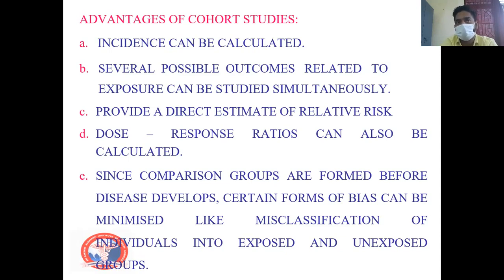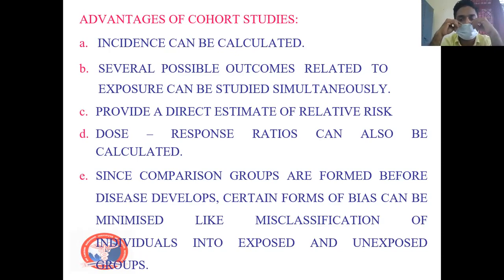Okay, several possible outcomes. For smoking, what are the diseases related to a single factor, that is smoking, right? So this is opposite to a case control study. In a case control study, we can find out what are the risk factors for lung cancer. It can be smoking, alcohol, stress, genetic, whatever it is. So we can study more risk factors in a case control study, whereas we can study more outcomes for a particular risk factor in a cohort study.